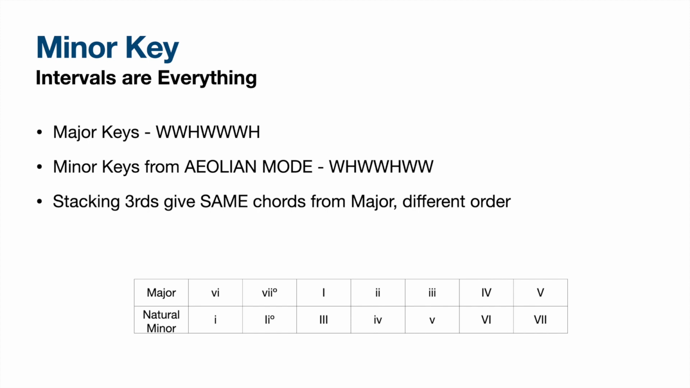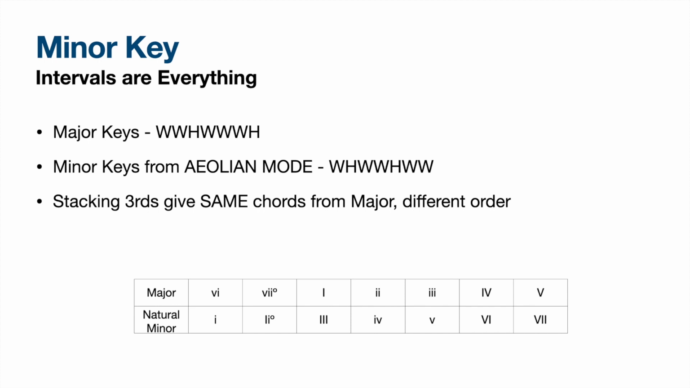And if you stack the thirds like we did before in the major ones, you'll end up with triads, and they're going to be the same as the major, except just remember they're in a different order. So down here the sixth scale degree becomes the minor one, the seven becomes the two, the one becomes the three, two becomes the four, etc.